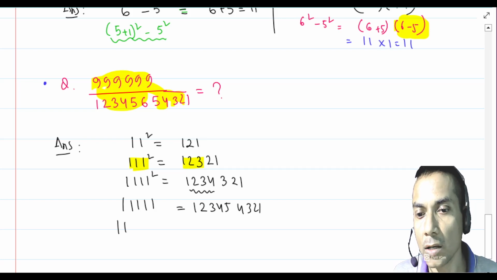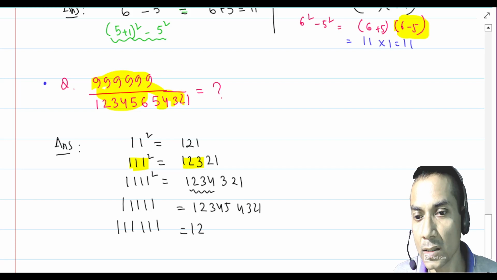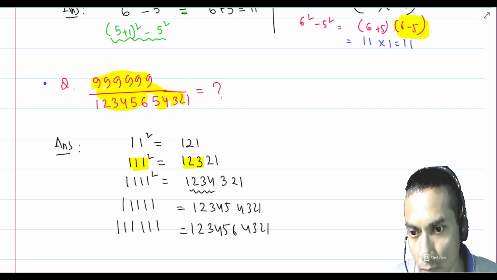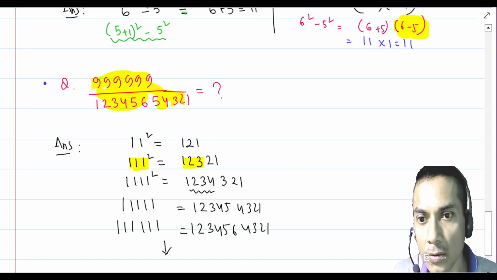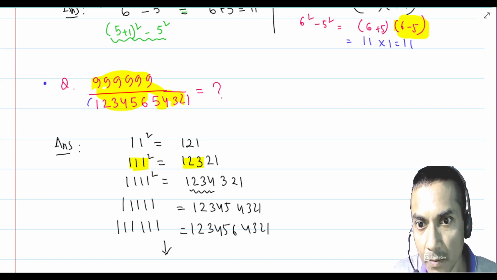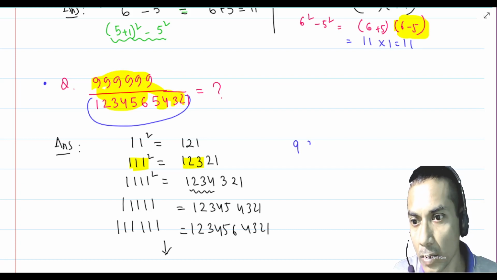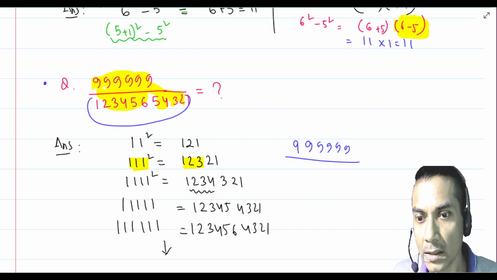If it is 6 ones, 1 2 3 4 5 6, then how many ones are there? 6. So maximum we have to write up to 6. 1 2 3 4 5 6, 5 4 3 2 1. Now we check this, and so on. You can continue. But here look at this number. This number we get from where? We get it as 1 2 3 4 5 6.